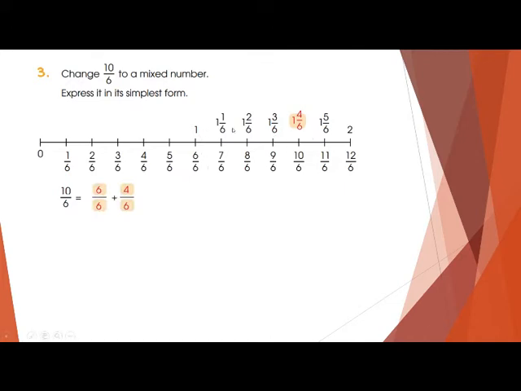plus 4 upon 6, because it's the fourth value, no? That's why we have to write the 4, 1, 2, 3 and 4. So that's why we are writing the 4 upon 6. So what will it be? 1 plus 4 upon 6. How can you write it in the simplest form?